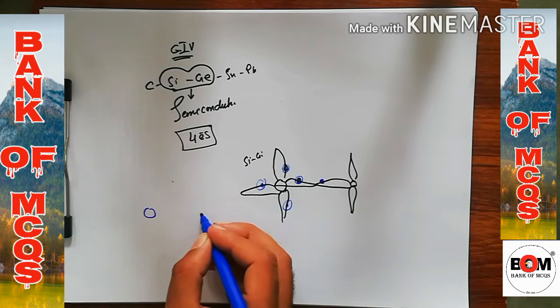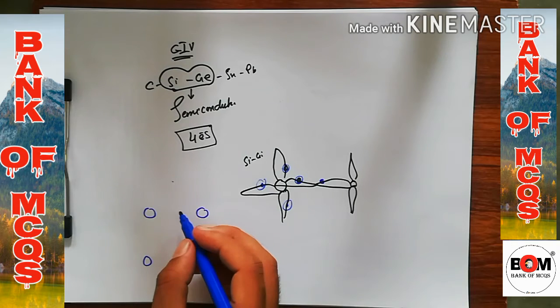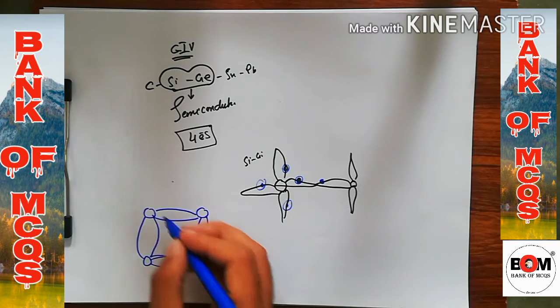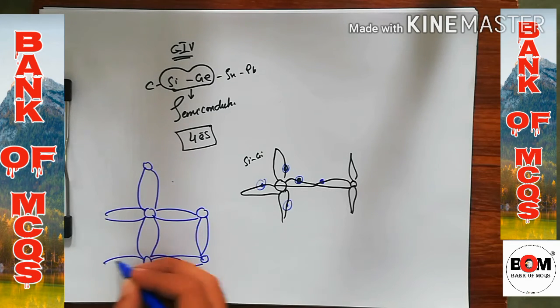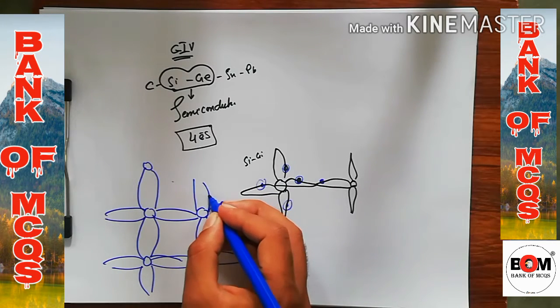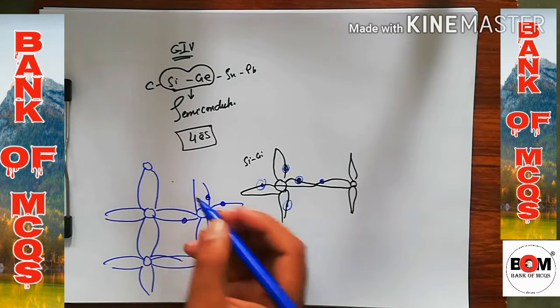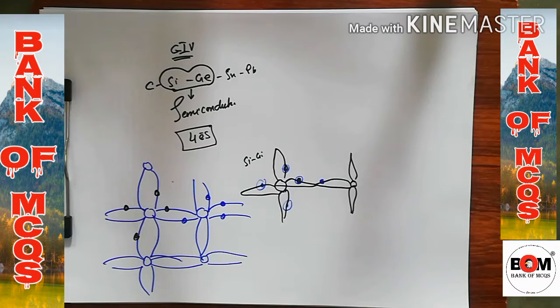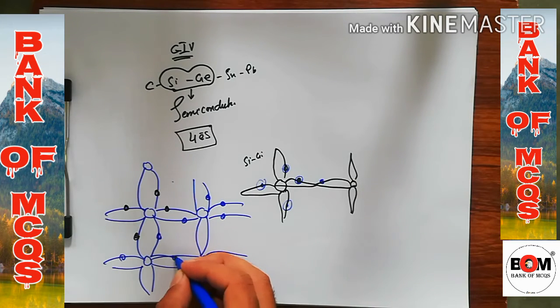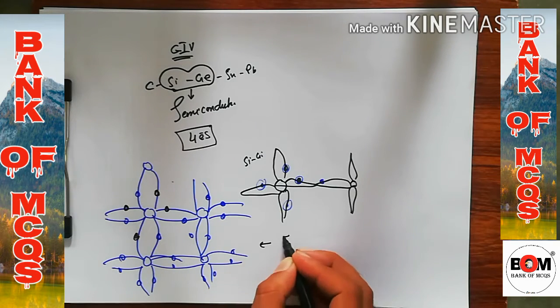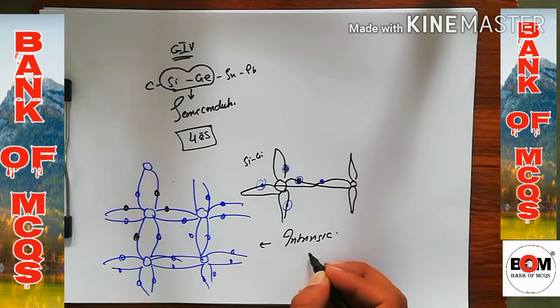So we can draw the structure: this is the nucleus of each atom. Between these atoms, I would like to draw another atom to show you the full electrons. This atom has 4 electrons, 1 2 3 4. This one also has 4 electrons, 1 2 3 and 4. The same as this atom, which also has 4 electrons, and so on. In this way, silicon atoms are covalently bonded with each other. Now this is the structure of an intrinsic semiconductor, which is an insulator.